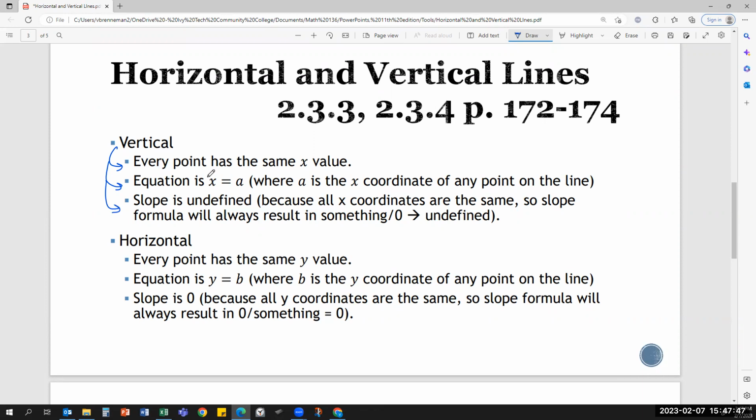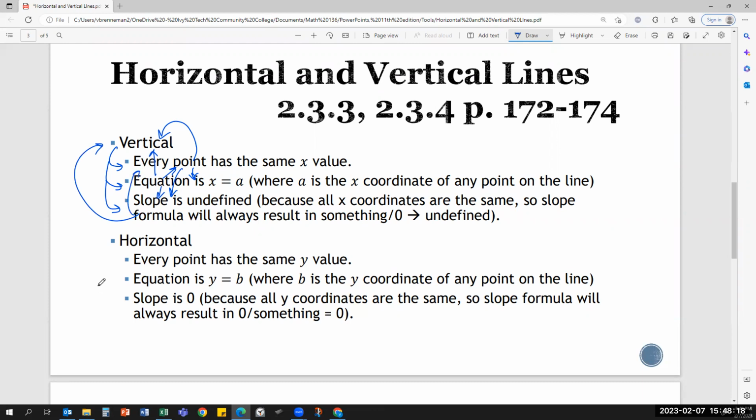But starting, if you know every point has the same x value, so if you have two points with the same x value, the straight line through them is a vertical line. That means the equation is going to be x equal to that repeated x value. And it also means the slope is undefined. If I have an equation x equal to a number, then I know it's a vertical line. I know every point has that x value, and I know the slope is undefined.